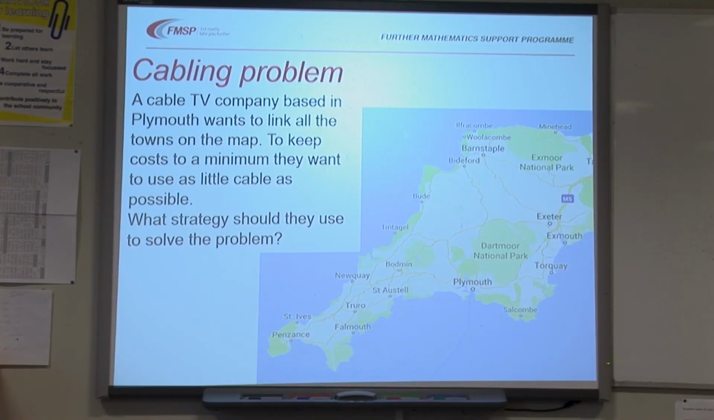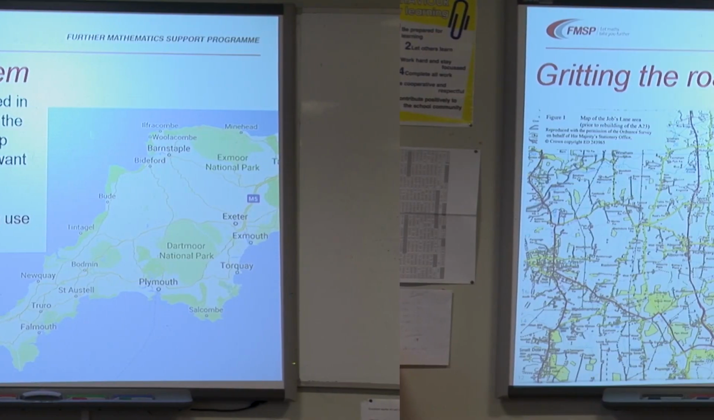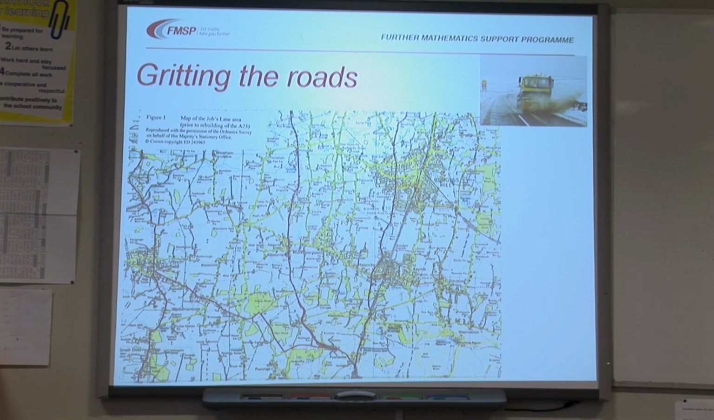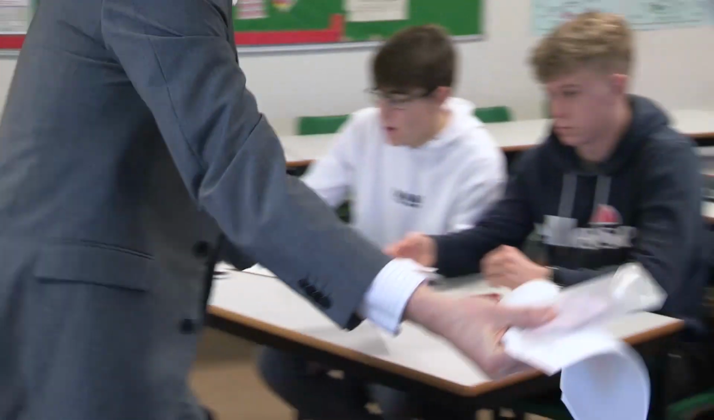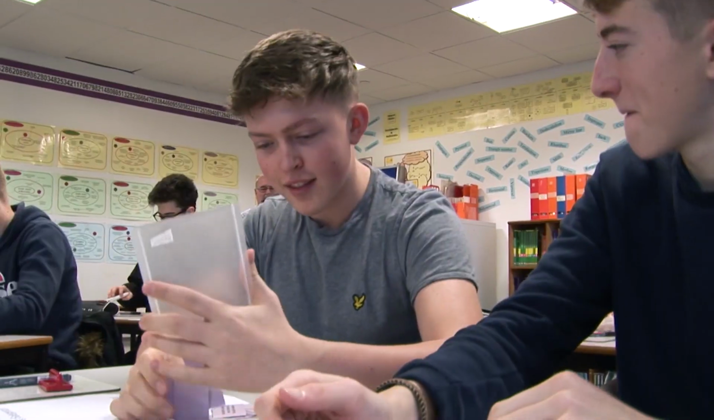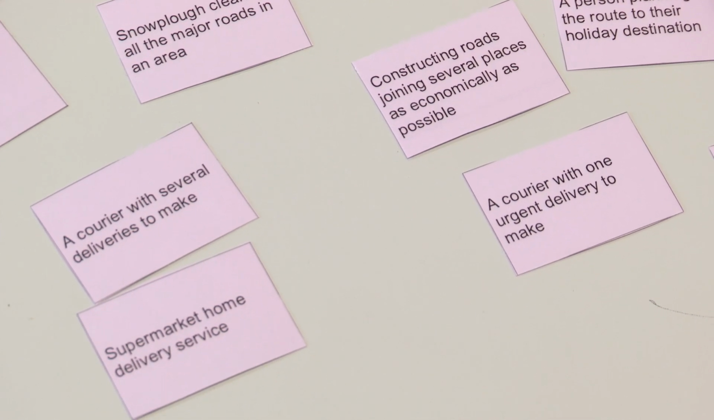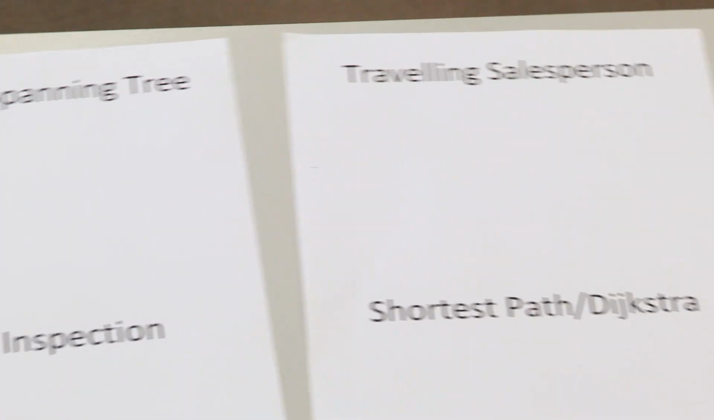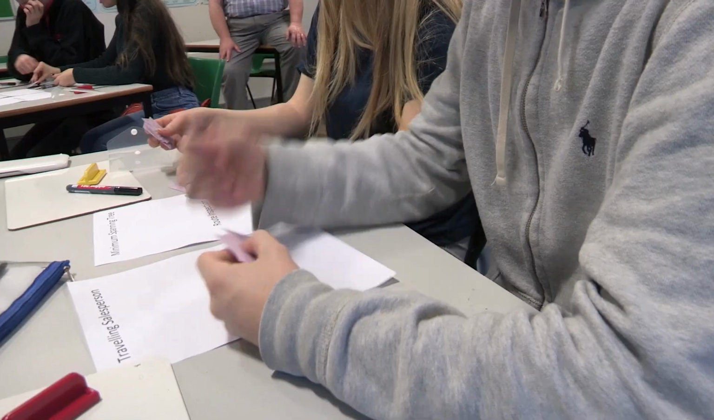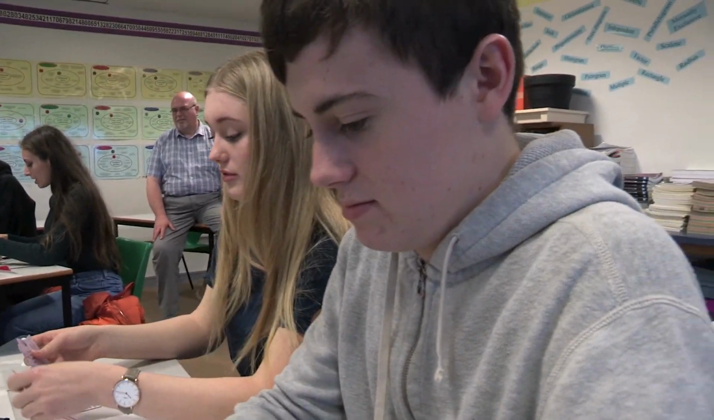Which algorithm do you think might be useful for this sort of problem? Probably like Prim's or Kruskal's. Prim's or Kruskal's. What about if you were in charge of gritting the roads before winter? What might we want to do first with a problem like this? Working in pairs, they are to decide for each scenario on the cards what kind of algorithm they would choose to help solve the problem, and justify their choice in each case.